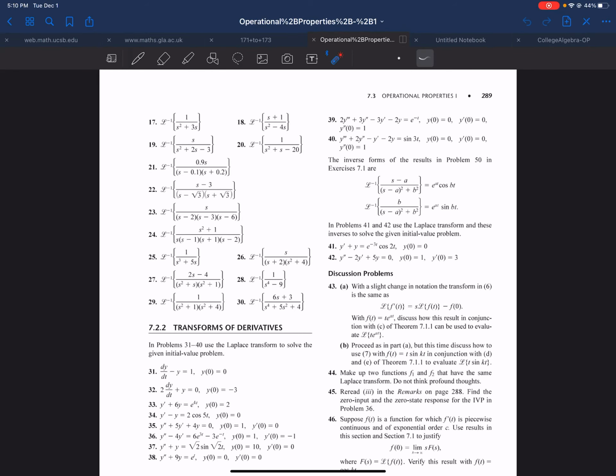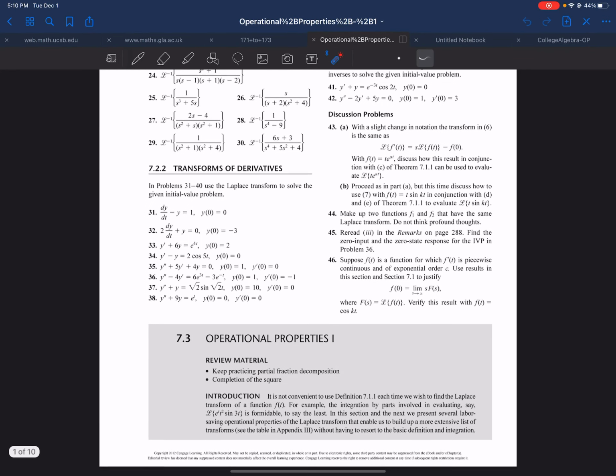Hey guys, here is my explanation on these operational properties. I want to draw your attention to this introduction down here.